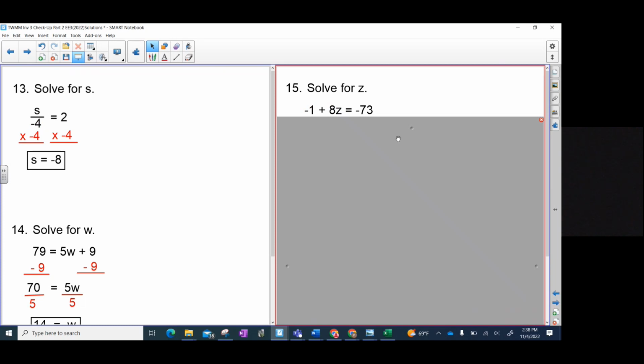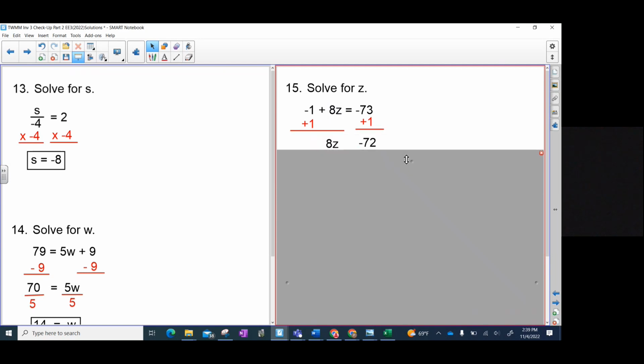Number 15, we're solving for z. -1 plus 8z is equal to -73. Again, 2 steps. Z is being multiplied by 8, and we are adding a -1 to it. We're going to undo the addition of -1 by just adding a +1, right? Or we're going to get rid of that -1 by adding 1. If we do that on the left side, we have to do it on the right.